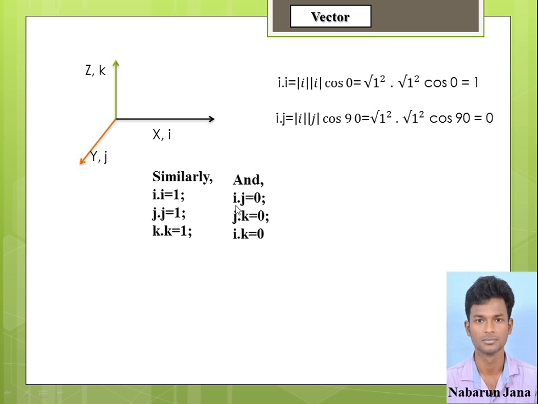That is i dot j equal to 0, j dot k equal to 0, and i dot k equal to 0. Now you can do the dot product by two methods. One is from this theory, and another is by simply multiplying them like general algebra.